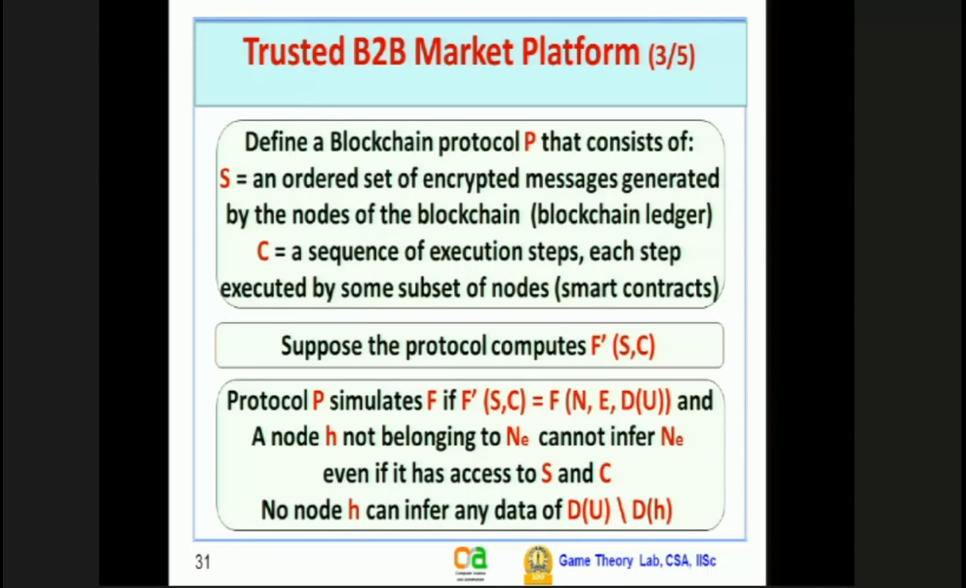And then it should also happen that no node H can infer any data of D(U) minus D(H). D(H) is all the data that is available to node H. D(U) is the universe of data. So you can see D(U) minus D(H) is the rest of the data. This rest of the data should not be accessible to the node H. If you have such requirements, it turns out that you have a mechanism which will make that happen. But what we want to do is now implement such a mechanism using a blockchain-based system.